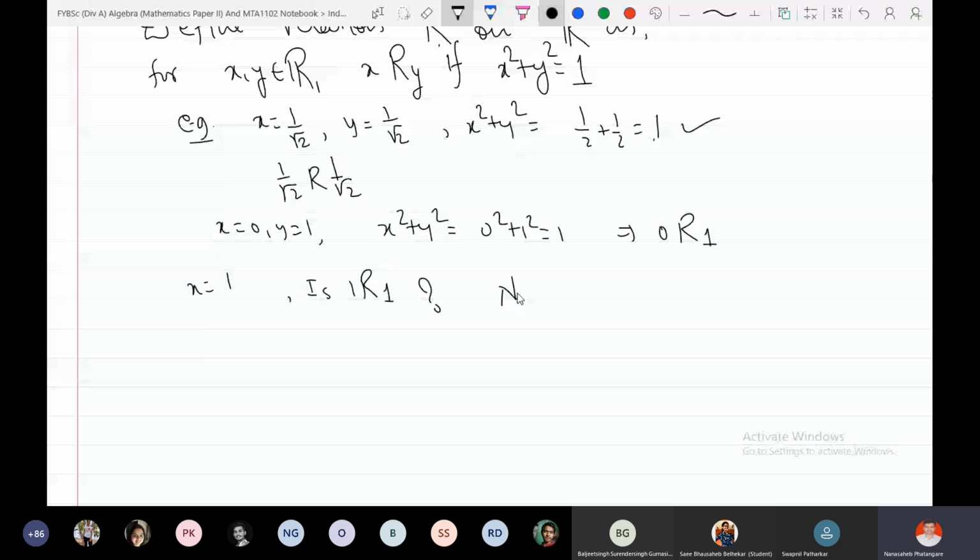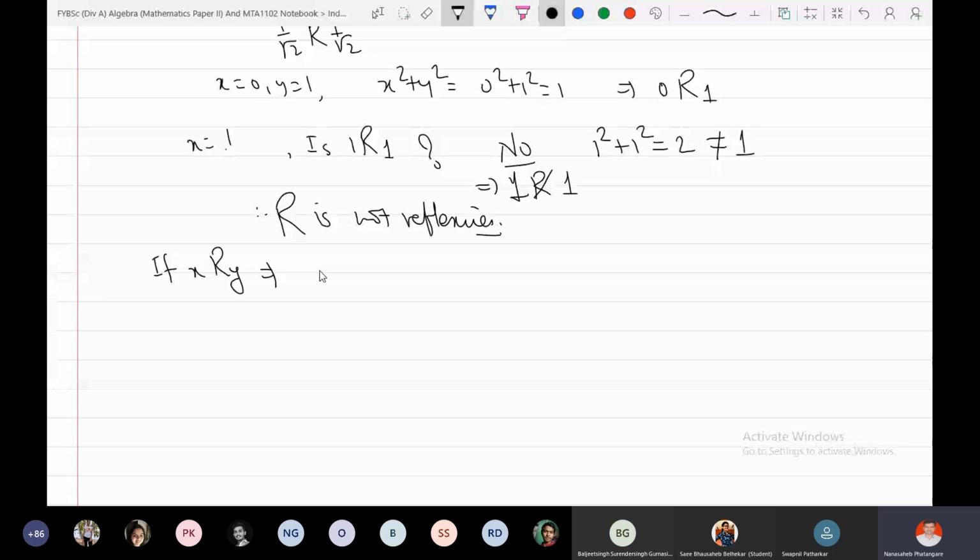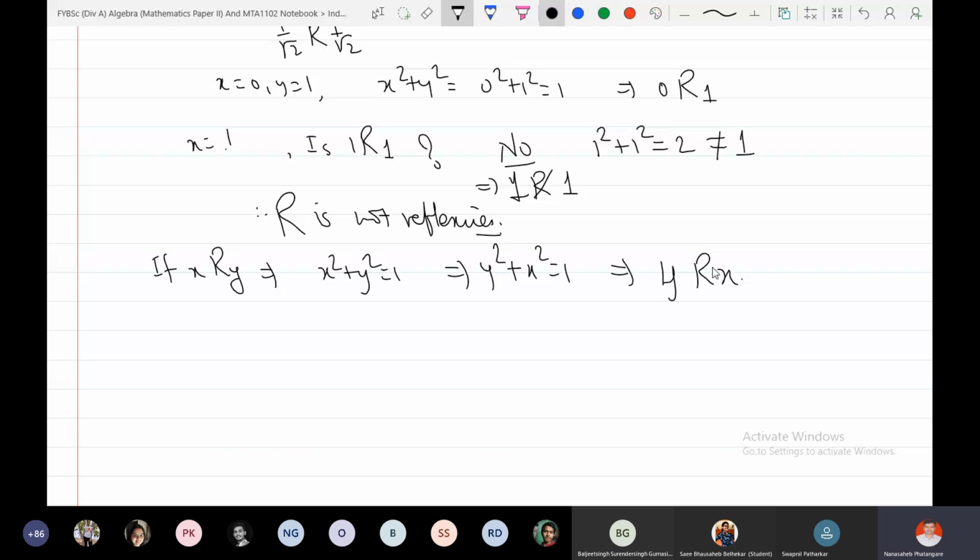Is it symmetric? Yes, symmetric, sir. So if x is related to y, that means x square plus y square is 1. So y square plus x square is 1, and therefore y is related to x. So whenever x is related to y, y is also related to x. Therefore R is symmetric.